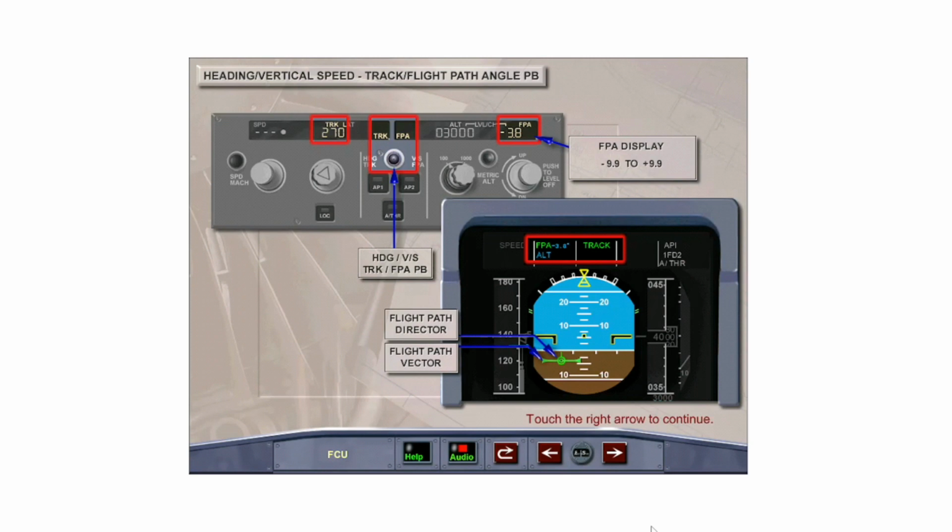The PFD flight director indications also change from the pitch and roll crossbar display to the flight path director flight path vector display. The track flight path angle is normally used for non-precision approaches that are not stored in the database.